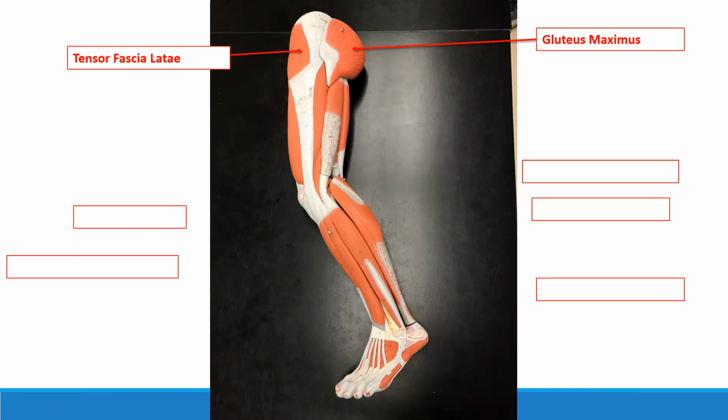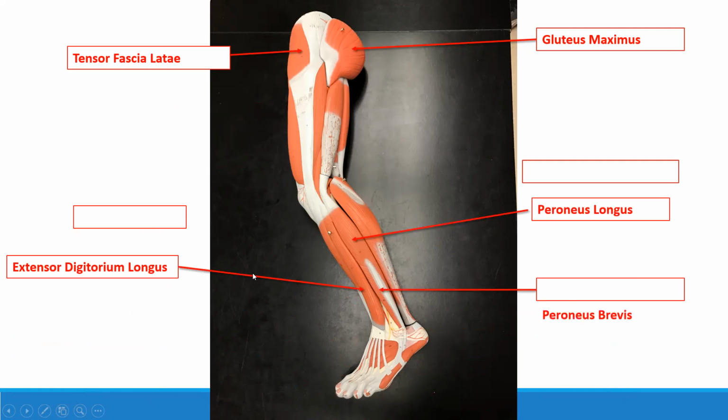The muscle in the front of the gluteus maximus is called the tensor fasciae latae. It's a large muscle. It runs all the way down past the knee itself. There's our extensor digitorum longus right there. There is our peroneus longus and our peroneus brevis. We have the tibialis anterior. Again, there's the soleus muscle.